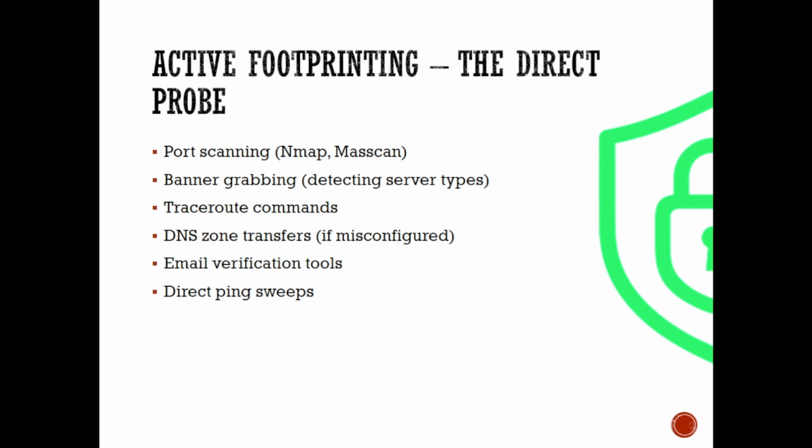Pro tip: most skilled ethical hackers start passive, gather what they can, then switch to active once they have legal authorization and clear scope. Ethical reminder: never use active footprinting on a system you don't have permission to test. It's equivalent to knocking on someone's door at 2 a.m., not a good look.